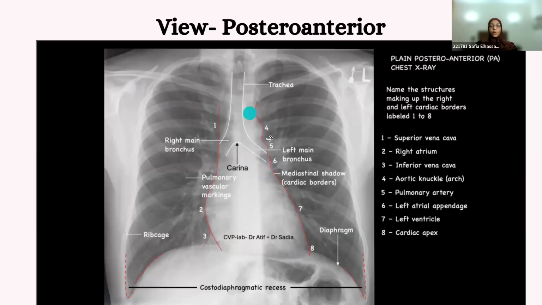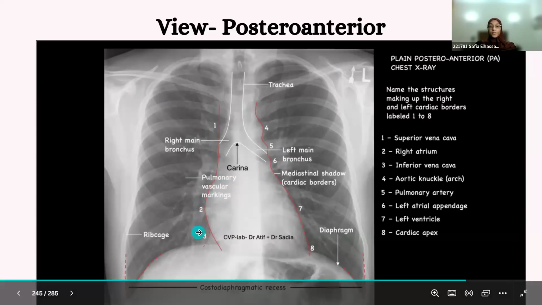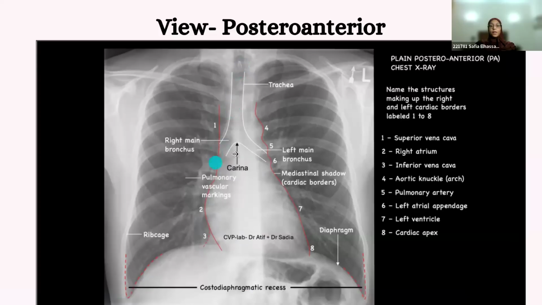And here is the aortic knuckle. Because the aorta kind of bulges out due to the arch, it has this distinctive shape called the aortic knuckle. Here you would see the superior vena cava, which is going to drain into the right atrium. And here is the inferior vena cava, which also drains into the right atrium. Here you can see the trachea, and the trachea bifurcates here. So this is the level of about T4, where you would see the carina.